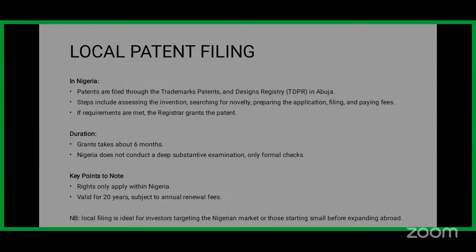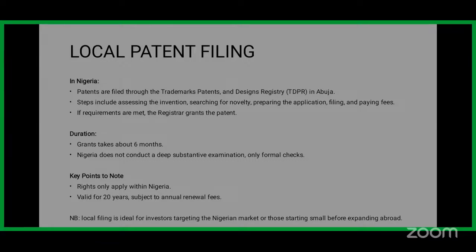So in Nigeria, you can file through the Trademark, Patent and Design Registry. This registry is under the Federal Ministry of Industry, Trade and Investment, one of the federal ministries in Nigeria. So there is a department that houses the trademark and patent registry. Now in this department, it has a registrar, and you can file your application through that means. You can file your application in that office, in that registry.